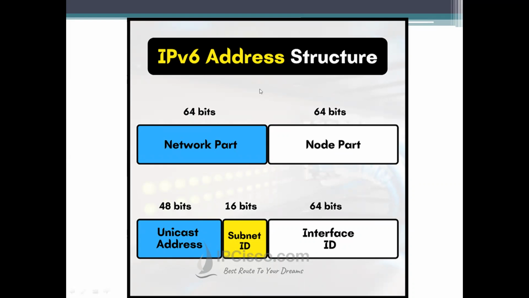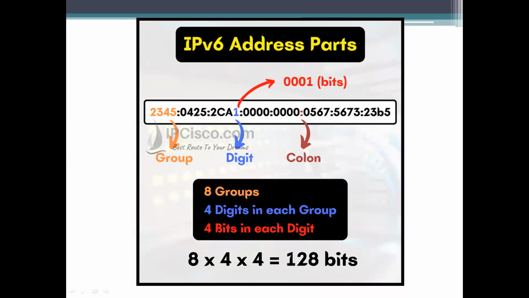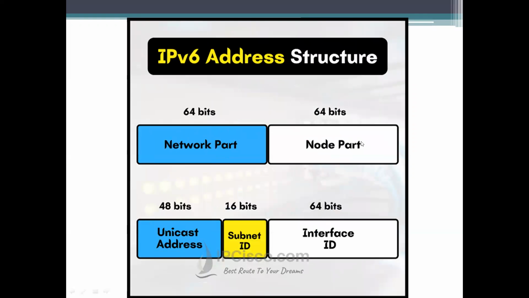If we look at the structure of an IPv6 address, we have our network part and our node part, which is our broadcast. In this, it is separated by 48 bits, 16 bits, and 64 bits. Let's look at an IPv6 address and make sense out of it. Each of these characters ranges from 0 to 9 and A to F. These addresses, as we mentioned before, are split into network and host.